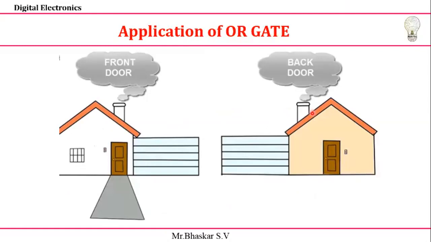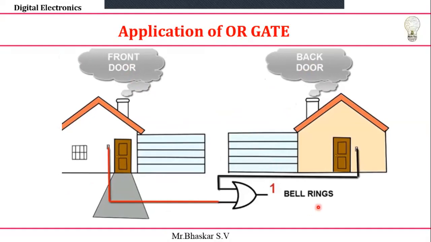Okay, let's take an example application, a factory gate. Here there are 2 doors, one is the front door and another is the back door. In this factory, we can enter through the front door as well as the back door. If both are off, then nothing happens, not a problem. Here we can see that this bell ringing is connected to the front door as well as the back door.